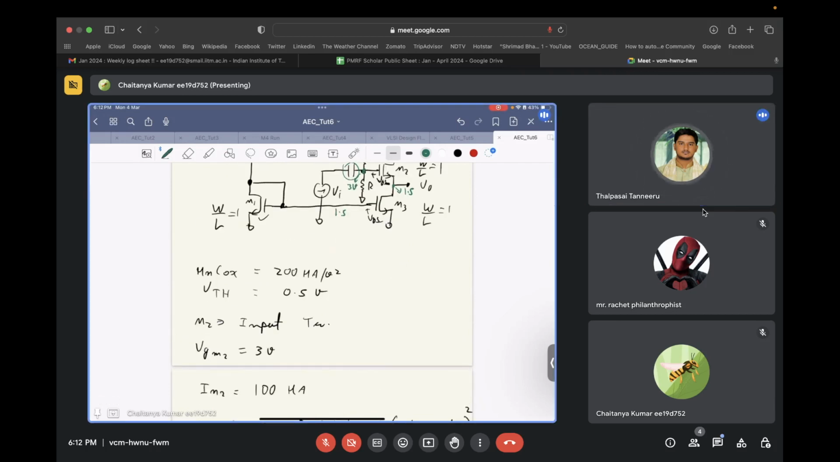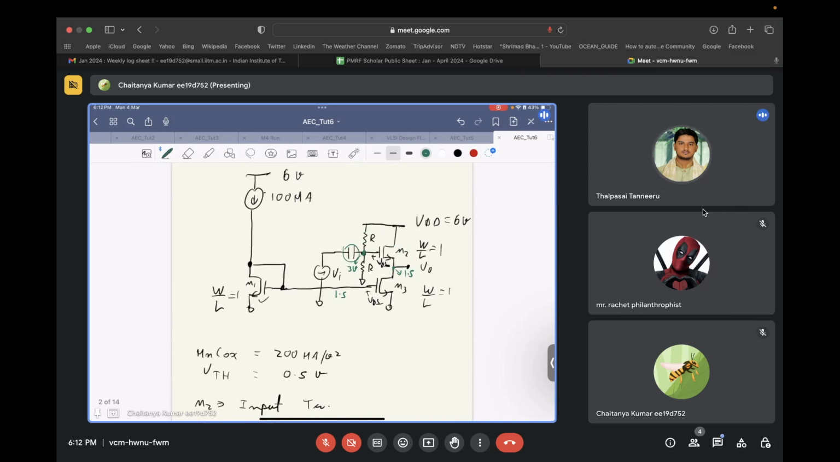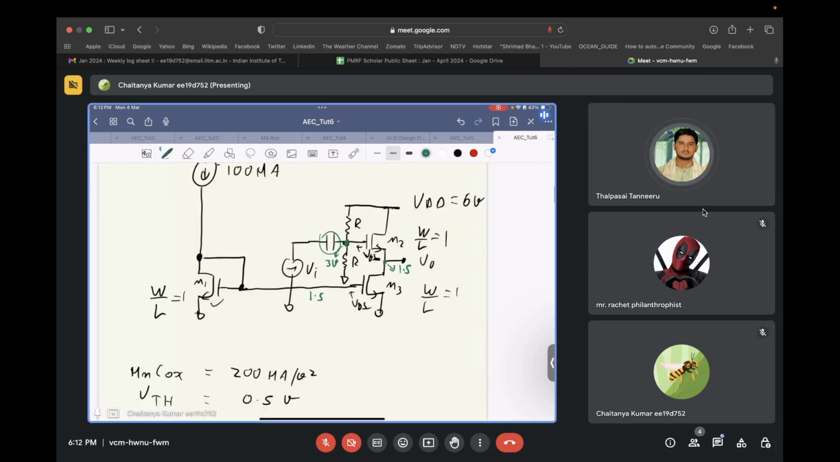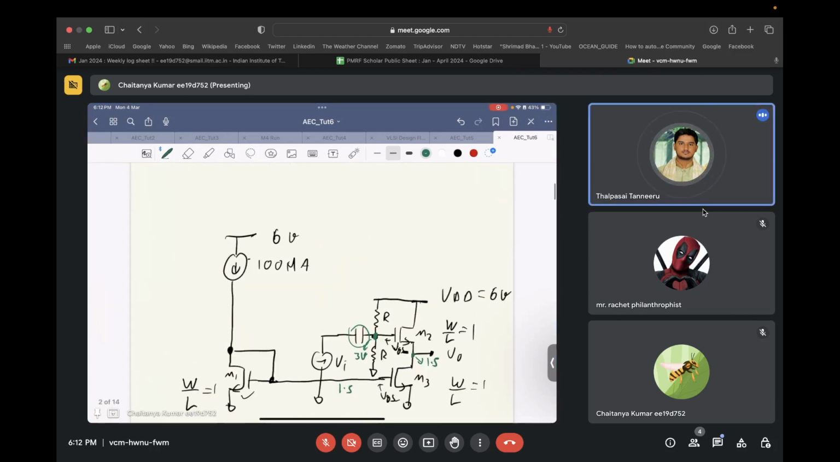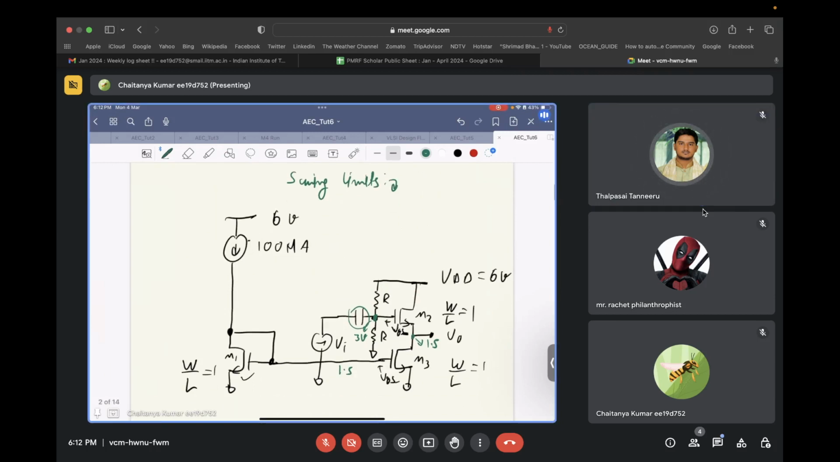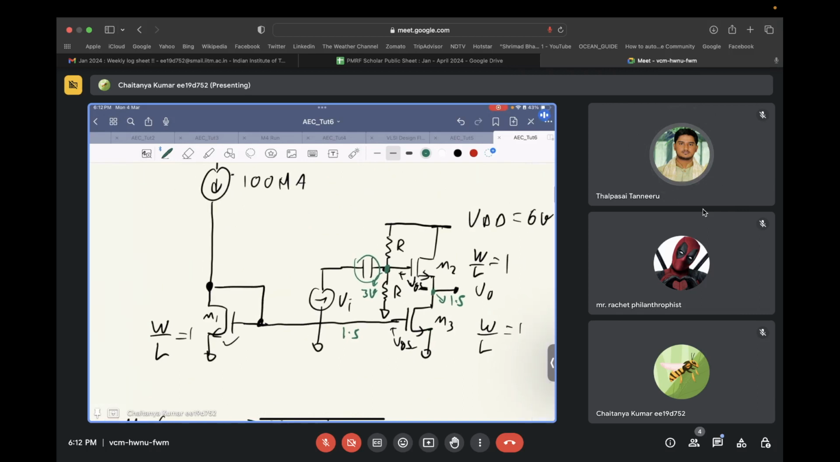You know the DC voltages of all the nodes. Now you need to find the swing limits. So, looking at the circuit, this is basically the swing limit. Looking at the circuit, can you tell which transistor can actually go out of saturation? Which do you think will be that transistor?